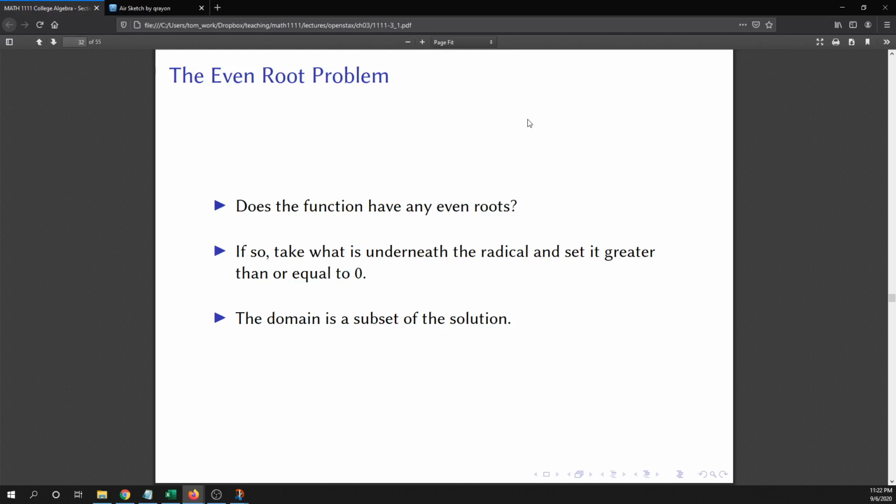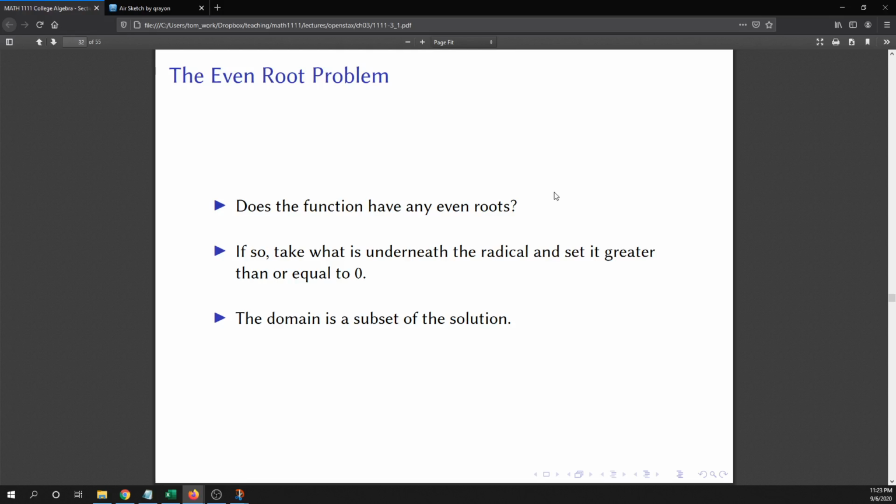All right, so next up is what I call the even root problem. That's the other problem that we are going to check for initially. And the question that you need to ask yourself is, does the function have any even roots? If it does have an even root and you have a negative sign underneath that even root, that is going to come out to be a complex number. And in our class, what we want is for our functions to have real number inputs and real number outputs, not complex number outputs. Okay, so that's the situation.